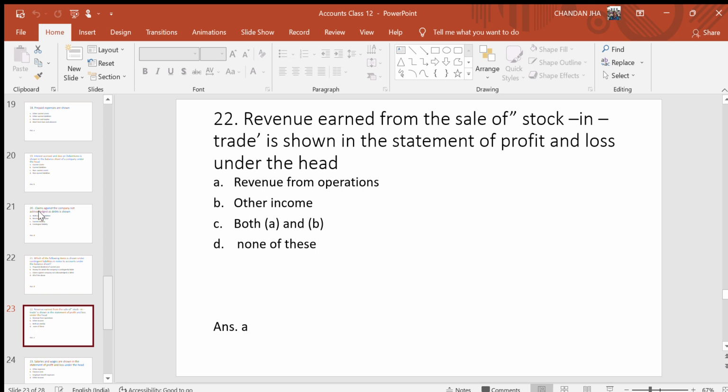Question 22. Revenue earned from the sale of stock in trade is shown in the statement of profit and loss under the head revenue from operations, other income. Option C, A and B. Option D, none of these. The correct answer is revenue from operations, option A.